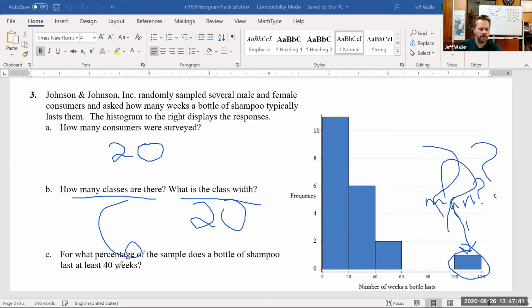It doesn't matter. For what percentage of this sample does a bottle of shampoo last at least 40 weeks?